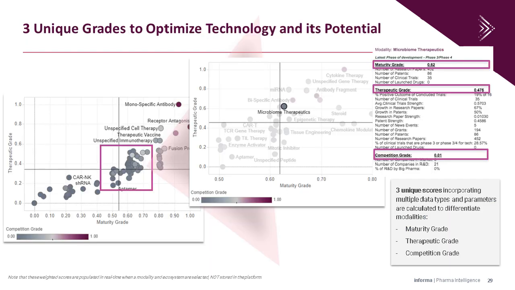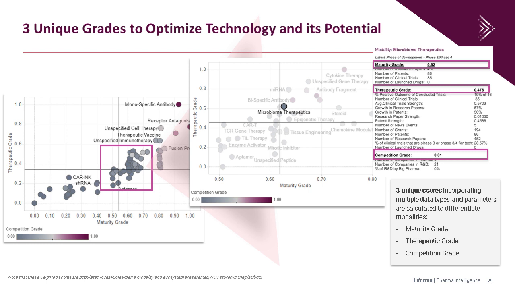Again, we went through the process of creating 3 unique grades. This is the same exact methodology that we used with the target prioritization app, as the Informa Pharma Intelligence team's expertise focused heavily on their experience in trying to figure out what is the right methodology and what is the right ranking and scoring system to put in place.